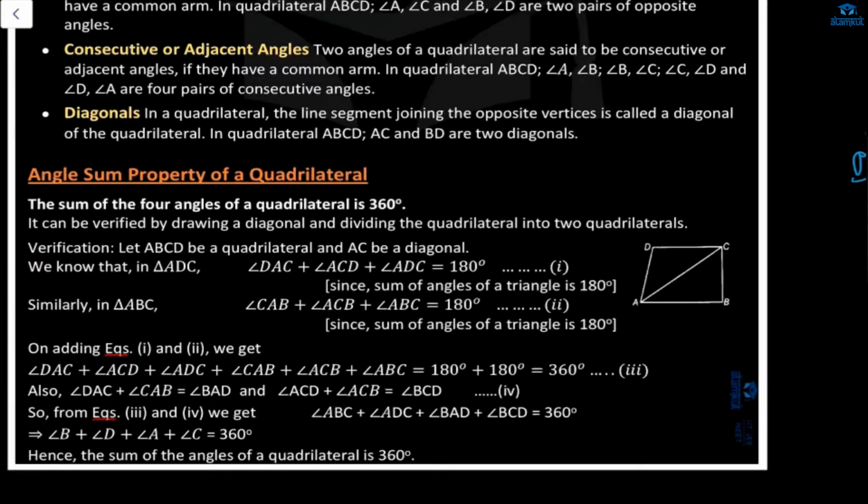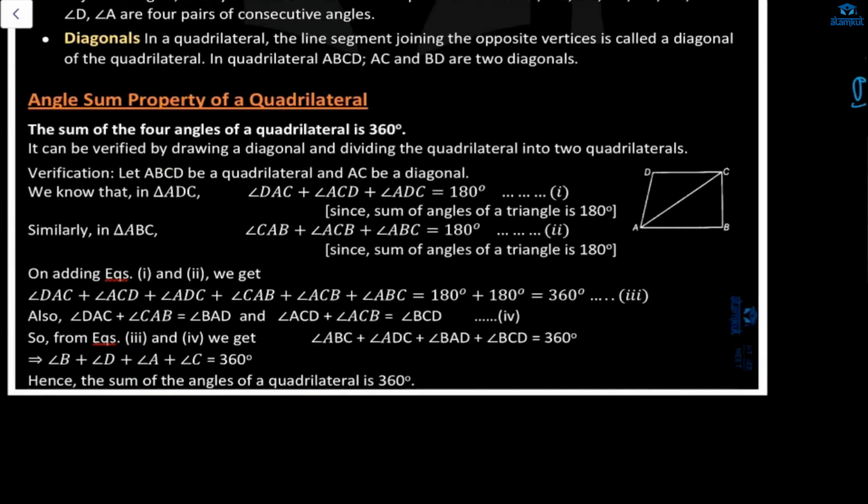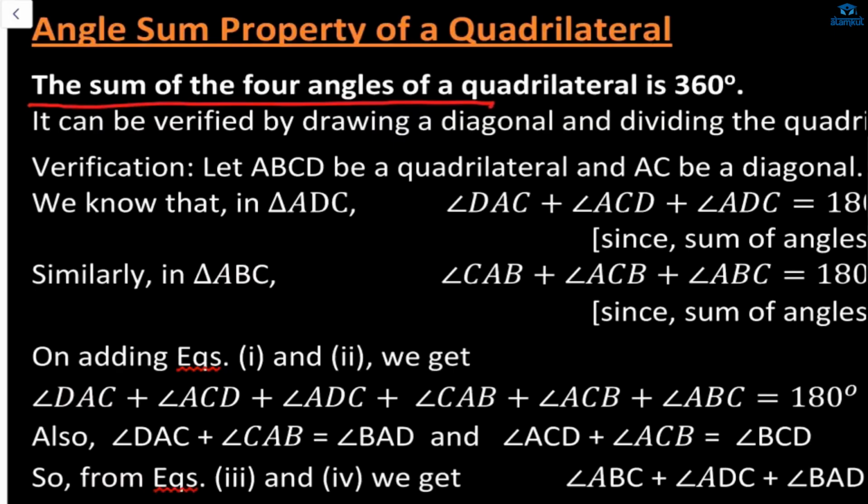Now the angle sum property of a quadrilateral. What does this angle sum property say? There are four angles of the quadrilateral. When you add the four angles of the quadrilateral, the sum will be 360 degrees. The sum of four angles of a quadrilateral is 360 degrees. I'm going to highlight this. Now this you have to remember.